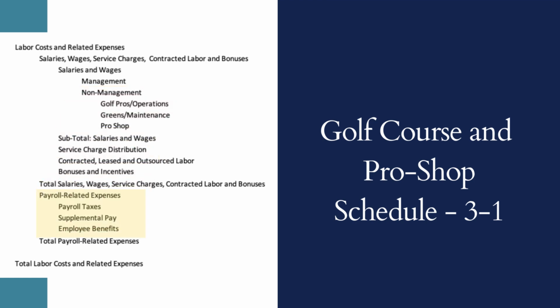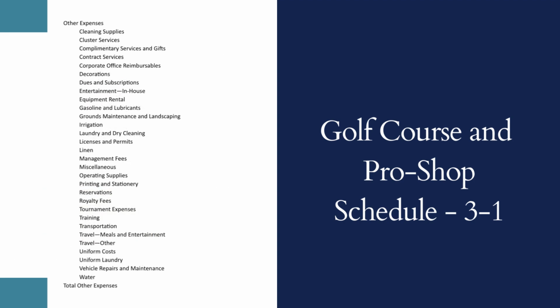Naturally, standard payroll-related expenses like payroll taxes remain consistent across the board. As we transition to other expenses, while several items follow common trends, certain elements stand out, particularly grounds maintenance, landscaping, and irrigation. These line items encompass costs for fertilizers, insecticides, various chemicals, sand, topsoil, seeds, flowers, and shrubs, all of which significantly impact the department's budget.